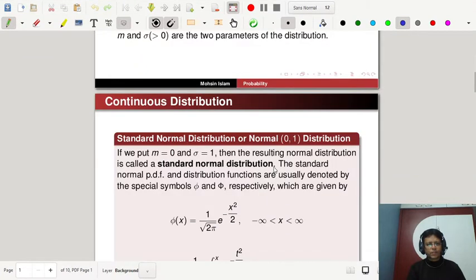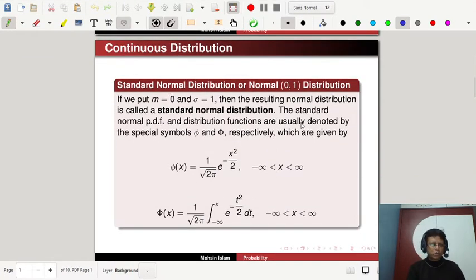Now what is standard normal distribution or normal (0, 1) distribution? If we put m equal to 0 and sigma equal to 1, then the resulting normal distribution is called a standard normal distribution. The standard normal PDF and distribution functions are usually denoted by the symbols small phi and capital Phi respectively, which are given by phi(x) equal to 1 by root over 2 pi e to the power minus x square by 2.